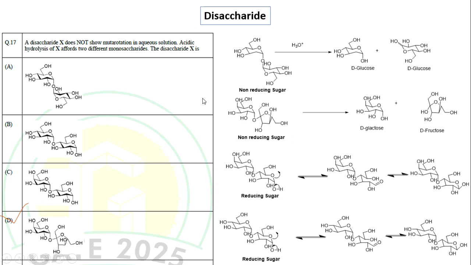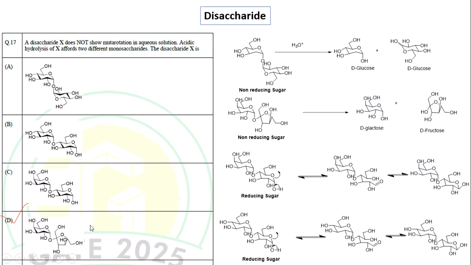This is a problem from carbohydrates, where a disaccharide X does not show mutarotation in aqueous solution. The definition of mutarotation is the change of specific rotation in aqueous medium, meaning one form is converted to another form through an open chain. Here, if the anomeric carbon is blocked by an oxygen atom, then there is no chance to form the monosaccharide in the presence of aqueous medium, so it cannot convert to another open chain form. Hence, it is considered a non-reducing sugar.